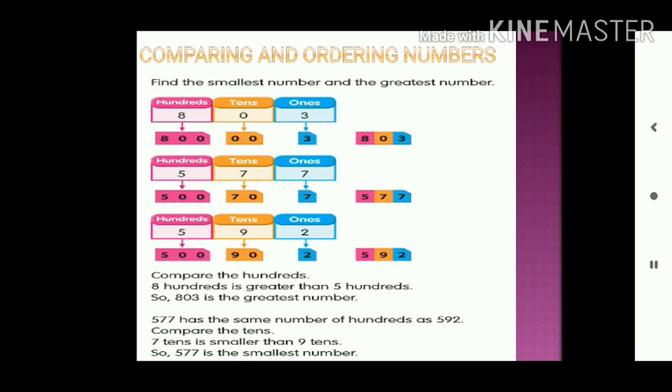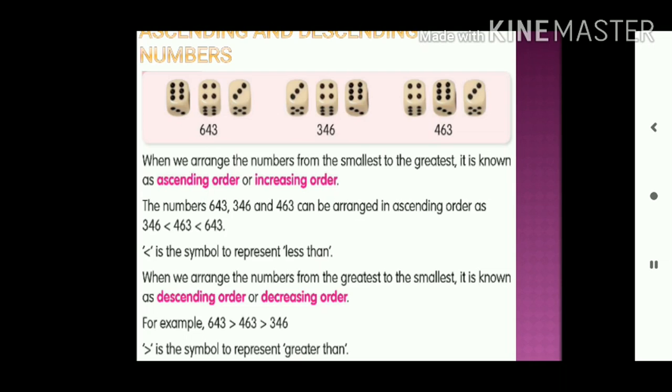So which one is the greatest number out of 3? 801 is the greatest number. And which one is the smallest number? 577 is the smallest number. Are you able to understand, children? I hope you are.